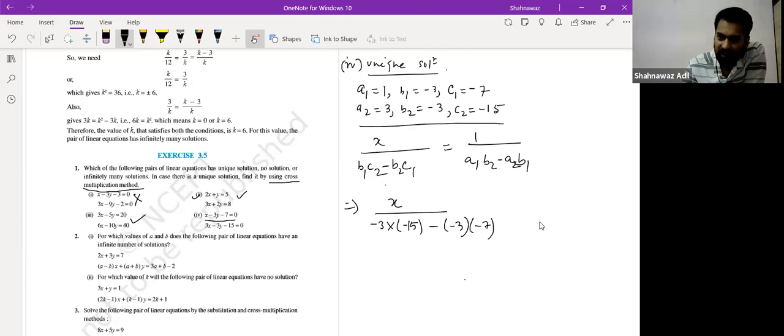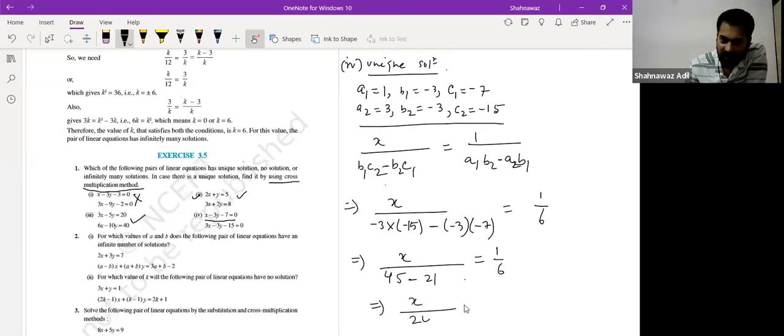Right, so this is x 45, and this is 21. Yes, sir. We wrote 21. And here we wrote 5 instead of 15. Yes, we wrote 5. Okay, sorry guys, my bad.